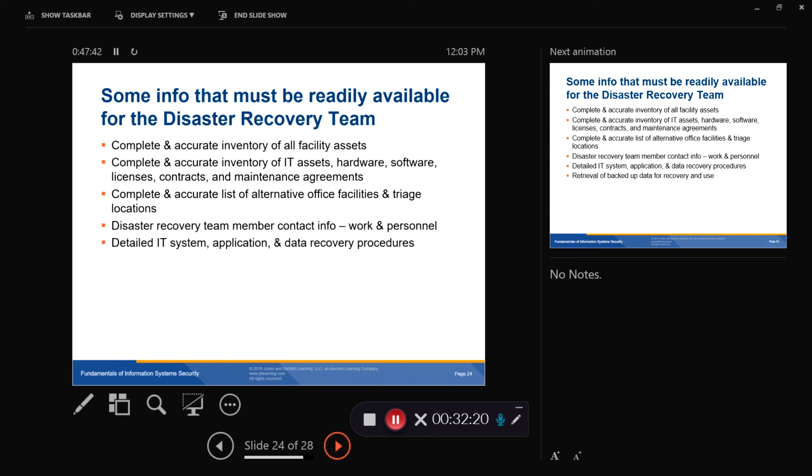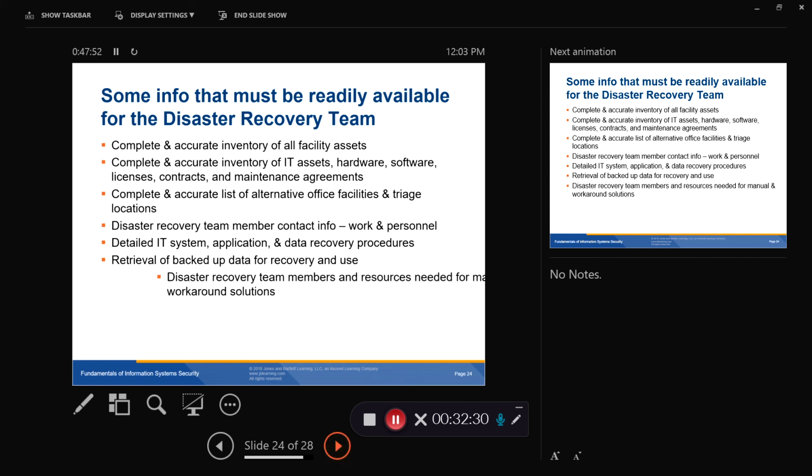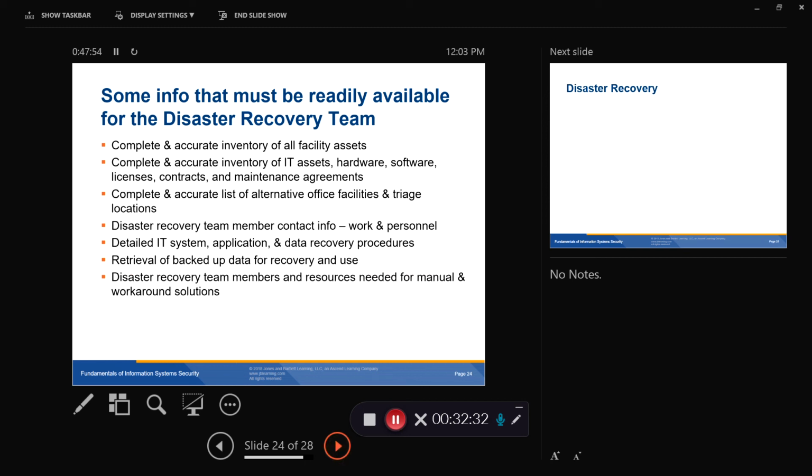The detailed IT system, application data recovery procedures. The retrieval of backed up data for recovery and use. The disaster recovery team members and resources needed for manual and workaround solutions.